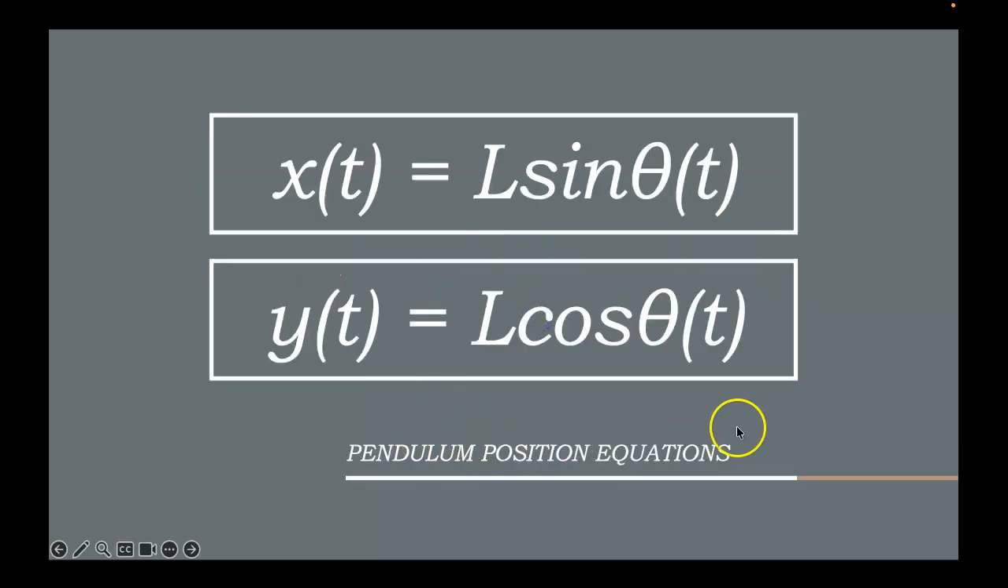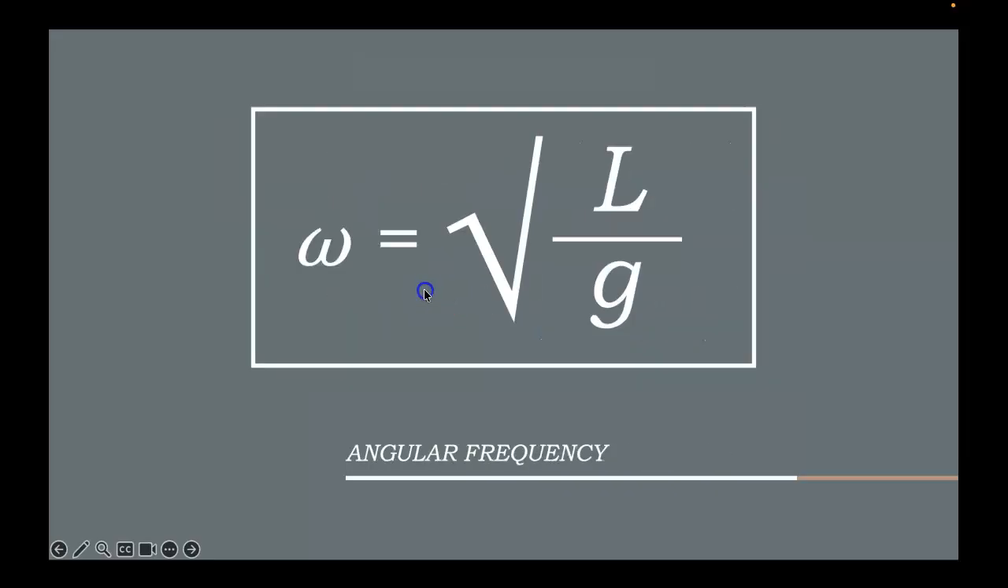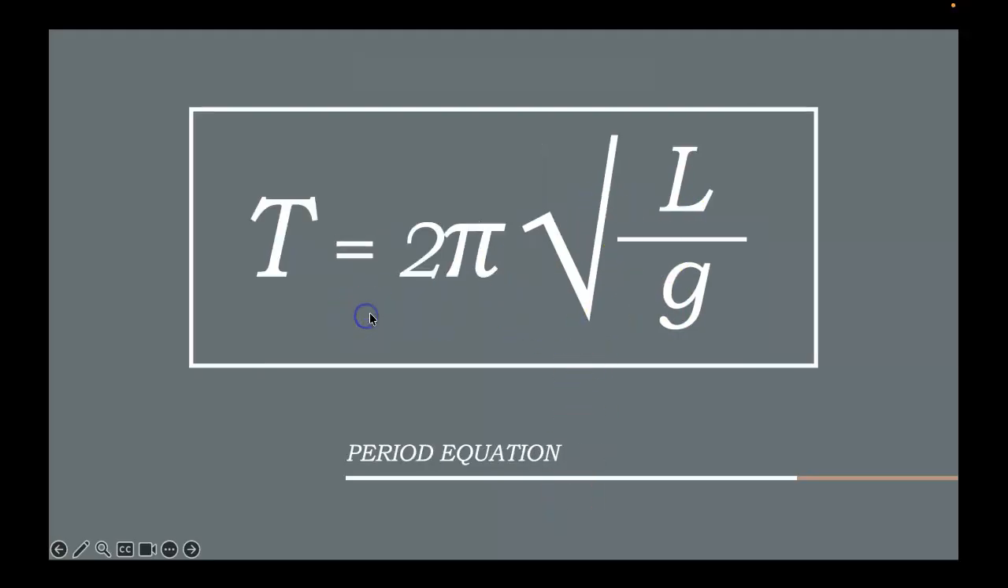This is going to be theta equals theta naught, or initial angle, times cosine of omega t. We also have the pendulum position equations here, which we calculated and used to find our graphs. Here, x position is equal to L sine theta t, and y is L cosine theta t. Additionally, we have the angular frequency equation, which is omega equals the square root of g over L, L being the length and g being gravity. And then our main and most important equation is our period equation, where T equals 2 pi times the square root of L over g.